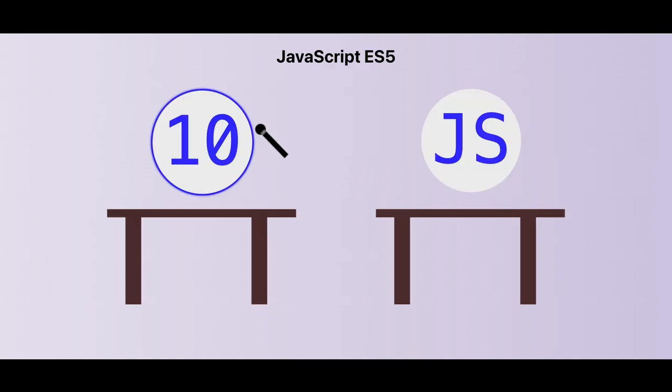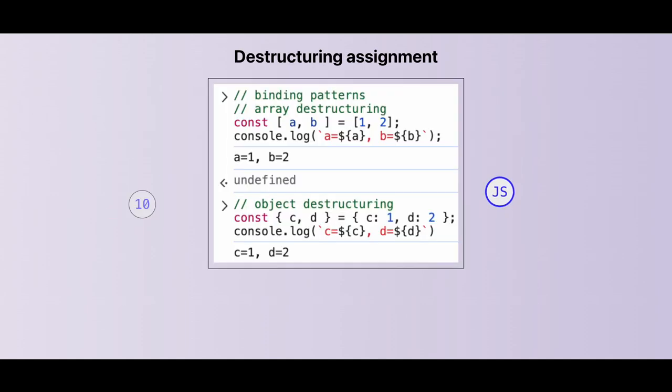Can you explain the destructuring assignment? Destructuring assignment makes it possible to unpack values from arrays or objects into distinct variables. Here are some examples of destructuring. There are two types of pattern. They are binding pattern and assignment pattern.